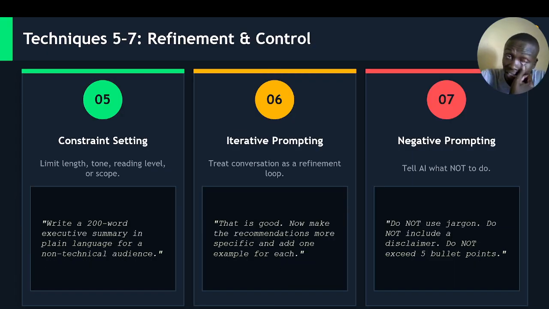Then techniques 5 to 7 are about refinement and control, right? Here, number 7 is constraint setting. It's more like the filter. In our framework, we talked about filter, but in this technique, we're talking about constraint setting. Here you put a limit, because sometimes ChatGPT or Claude can give you so much information. So you limit it, saying, can you do this within 100 words? Can you do this within 3, 4, 5 sentences, right? So you put that constraint.